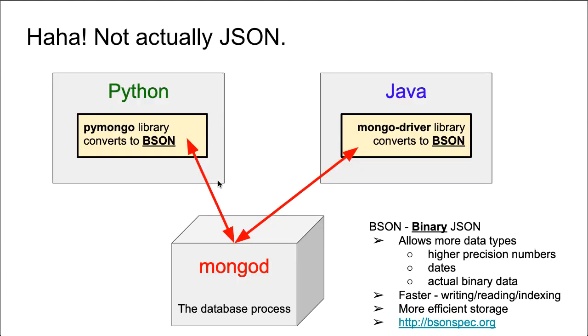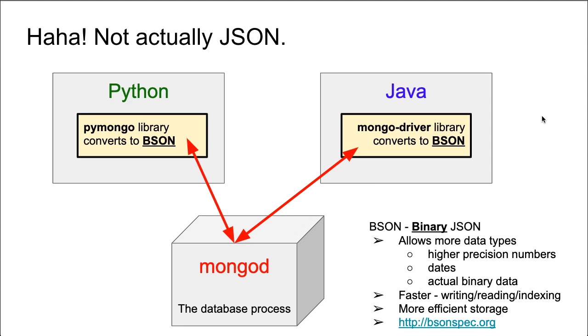But, of course, nothing is as it seems, because text is pretty slow. We want everything to be binary. So under the covers, we're not actually using JSON to send stuff around. We're using something called BSON, which is just binary JSON. As you can imagine, text is not great for storing high precision numbers, dates, actual binary data like images, and videos and stuff like that.